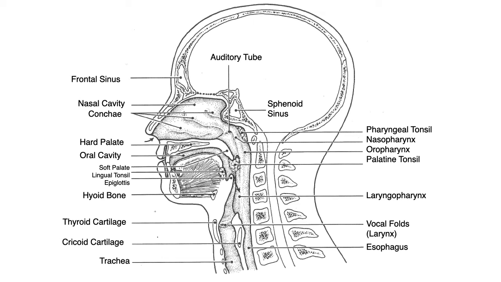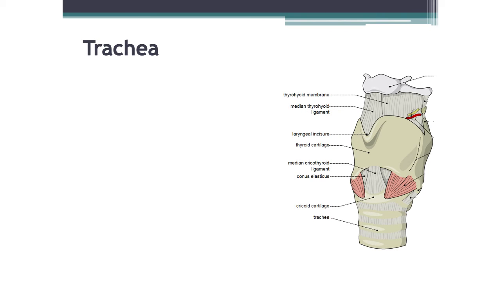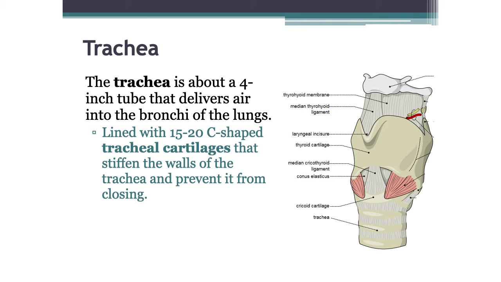Okay, so we did the sinus cavity and the mouth. We went into the larynx, and now we're in the trachea. It is about a 4-inch tube that delivers air to the bronchi of the lungs. It's lined with C-shaped tracheal cartilages that stiffen the walls and prevent them from closing. Right, so it provides structure and support. So what's going to end up happening is your trachea, having those cartilaginous rings, helps prevent it from closing.